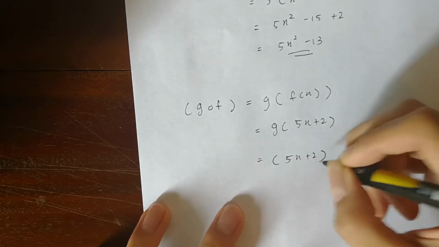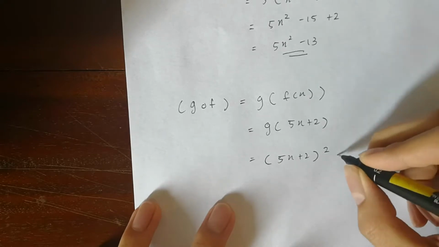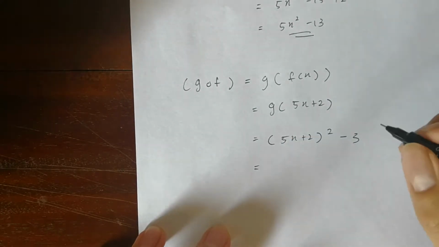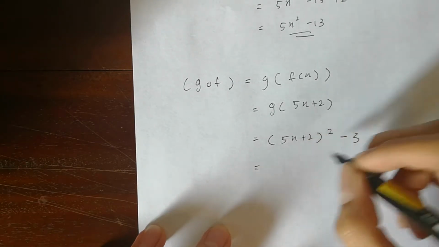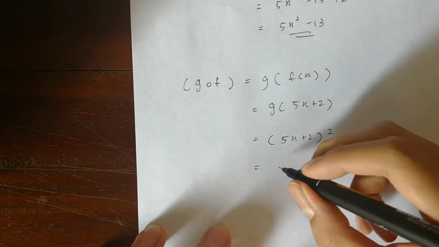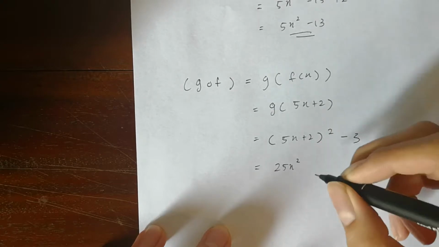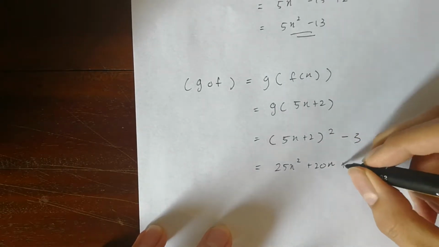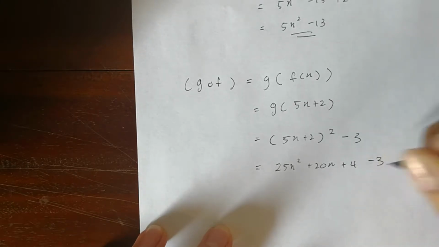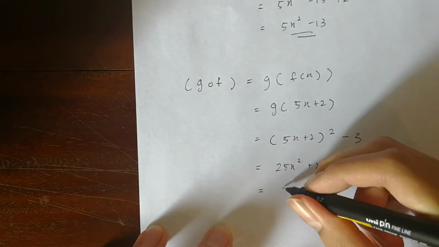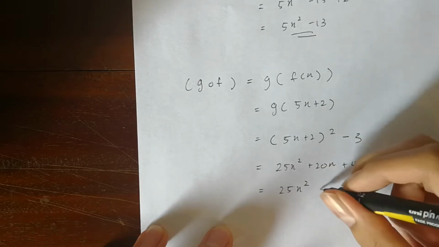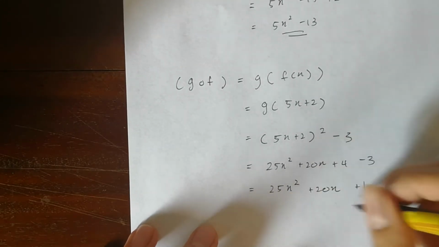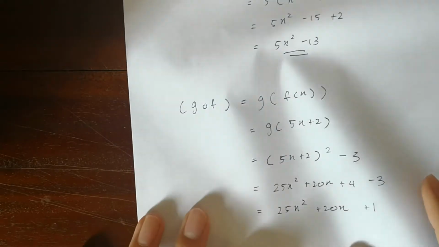5x plus 2 squared minus 3, which is equal to, by expanding the bracket, 25x squared plus 20x plus 4 minus 3, and it equals 25x squared plus 20x plus 1. So this is the answer of g of f.